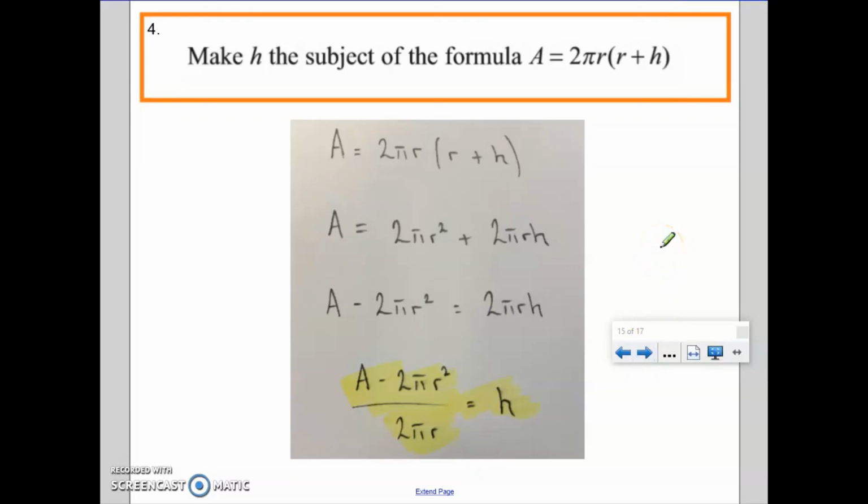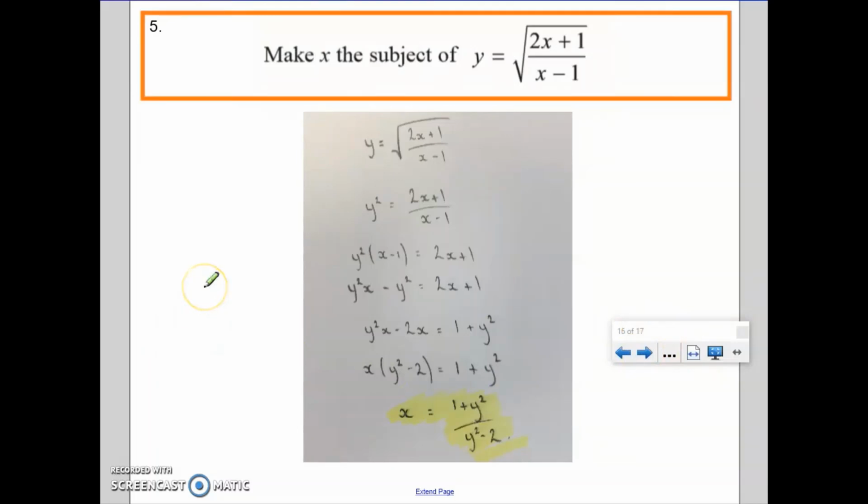Question 4 looks something like this. Starting by expanding the brackets, then subtracting 2 pi r squared from both sides, which results in having a minus 2 pi r squared on this side. And we're trying to isolate this h, so we're going to divide by the remaining part of this term, which is 2 pi r, which is why it ends up over here underneath the term a and the term minus 2 pi r squared.